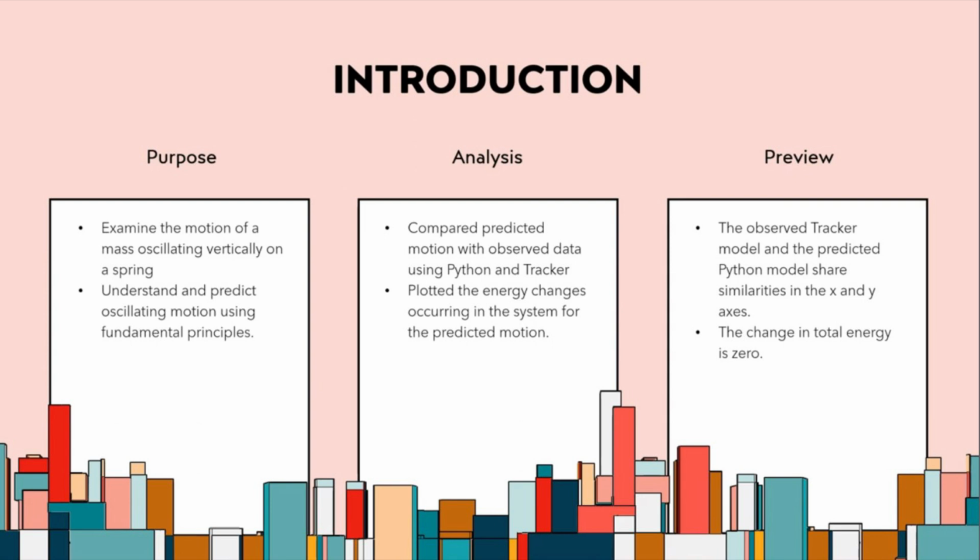Introduction. Purpose: examine the motion of a mass oscillating vertically on a spring, and understand and predict oscillating motion using fundamental principles. Analysis: compared predicted motion with observed data using Python and Tracker, and plotted the energy changes occurring in the system for the predicted motion. Preview: the observed Tracker model and the predicted Python model share similarities in the x and y axes, and the change in total energy is 0.